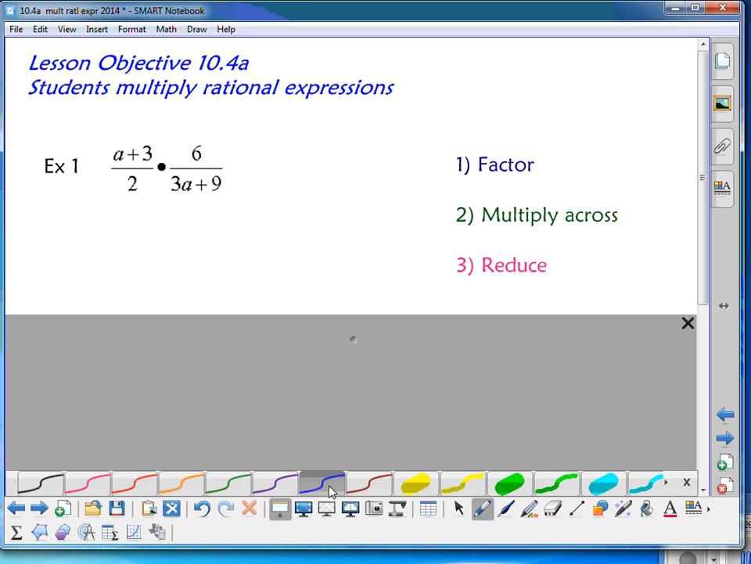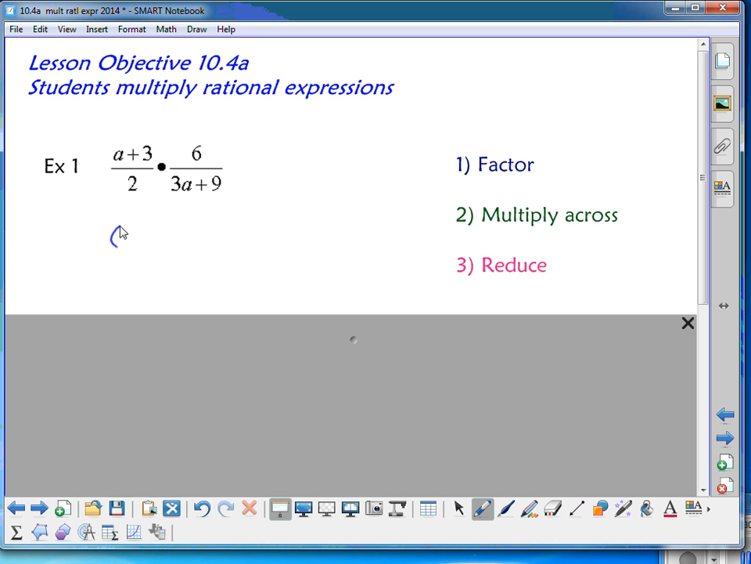So first of all, we're going to factor. There's nothing I can factor on the top. So I'm going to have a plus 3, and it's going to be times 6. And on the bottom, I've got 2 times. But I can factor the 3a plus 9, right? So what can I take out? What's the GCF for 3a and 9? A 3, right? So I factor out the 3, and I'm left with a plus 3. And so I've put it all together in one fraction just by multiplying, and then factored it.